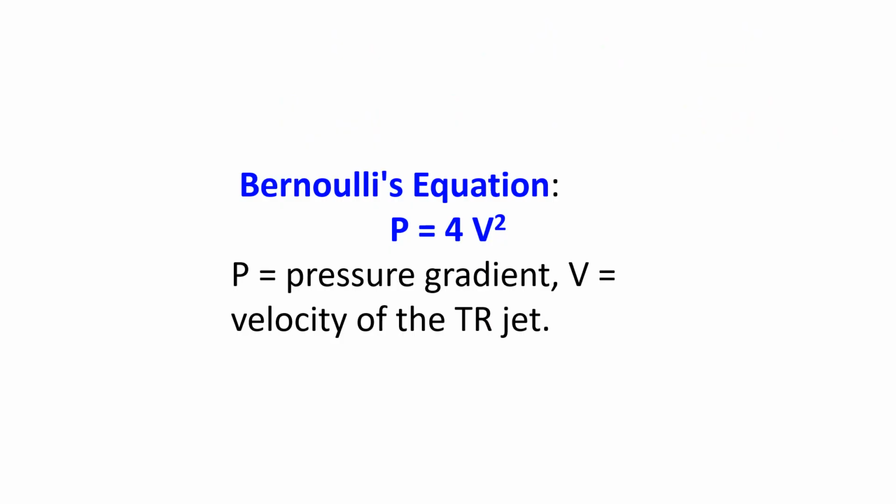The right ventricular pressure is estimated by adding the expected right atrial pressure, from the observed jugular venous pressure, to the peak TR gradient. The TR gradient is calculated from the TR velocity using Bernoulli's equation: P equals 4V squared, where P is the pressure gradient and V is the velocity of the TR jet.